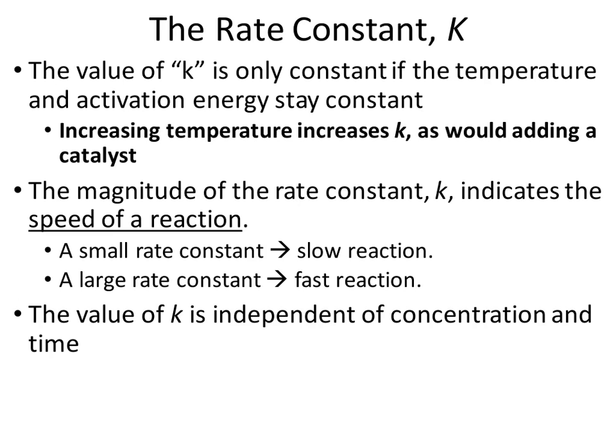Now, just a word on our rate constant. It's only constant if the temperature and the activation energy also stay constant. Increasing the temperature actually increases the k, as would adding a catalyst. Now, the magnitude of k can indicate the speed of a reaction. A small constant would be a slow reaction, and a large constant would be a fast reaction. So again, if we go back to our expression here with A, when we're changing the concentration of A, that would be a pretty good rate of reaction. But if k was something like this, then we'd actually see an increased rate of our reaction.